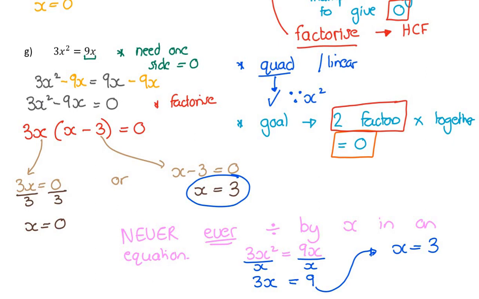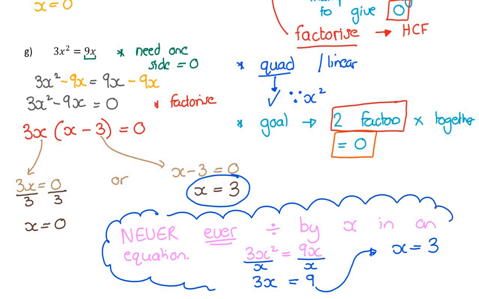There's no x is equal to 0 that got discovered here as an answer because you destroyed it. So I'm just going to put this in a little bubble here, and we're going to write down a set of notes in a moment. Never, ever, ever divide by a letter in an equation. So up until now we've said, do anything to an equation as long as you do the same thing to both sides. Okay, T's and C's apply. And the terms and conditions are, you can do anything, but never divide by a letter.